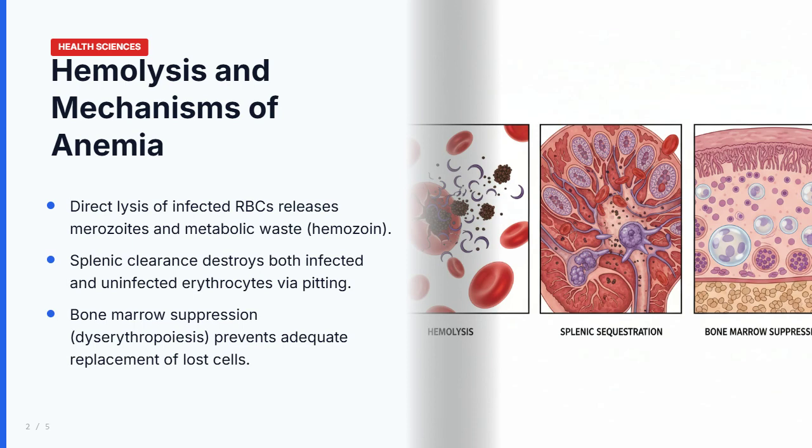To make matters worse, the body cannot simply replace these lost soldiers. The malaria toxin suppresses the bone marrow, causing dyserythropoiesis. So you have rapid destruction on one hand and a paralyzed production line on the other. This is the mechanism of severe anemia.